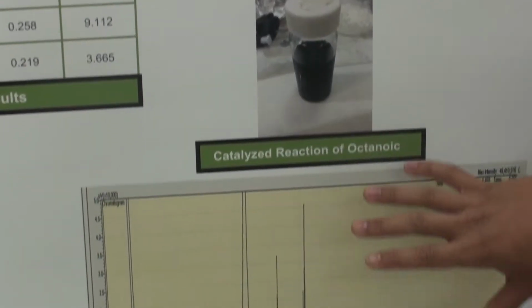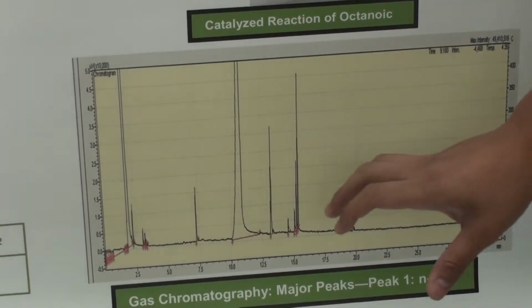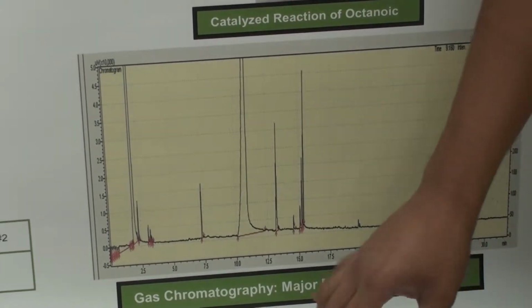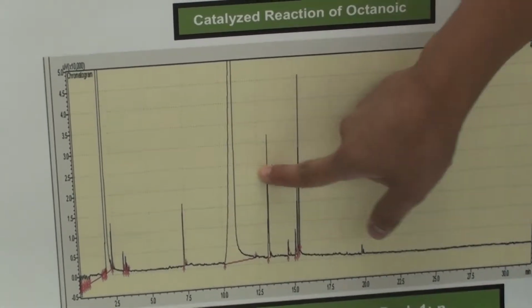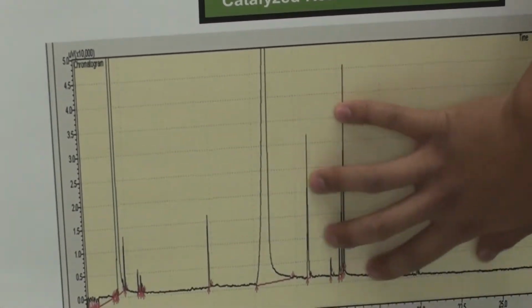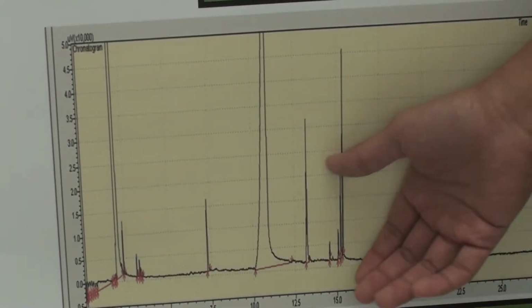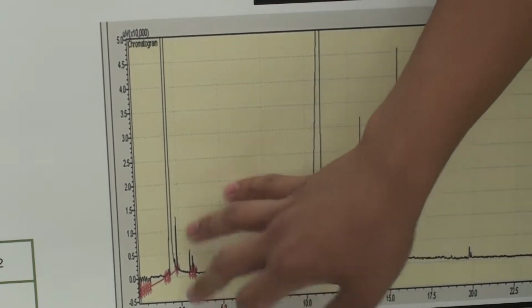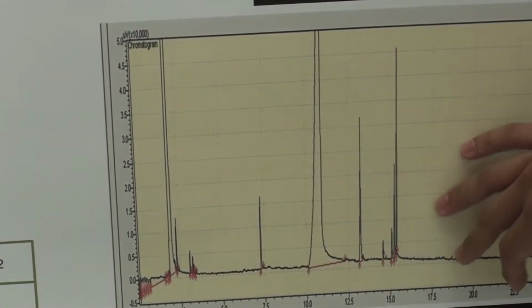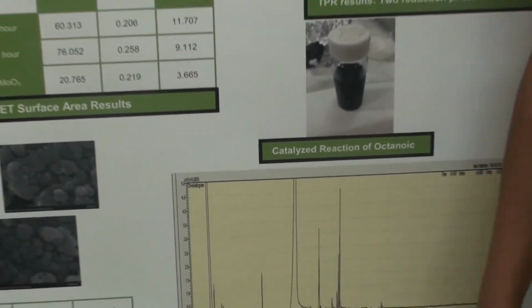But I put the product into GC, and what I got wasn't what I expected. The peak one is hexane, and this one is octanoic acid, and these are all the unknowns that, when looking through the database, I couldn't find what they were. And this is octane, what I was looking for. So it's ongoing research, and I'll conduct some more experiments.